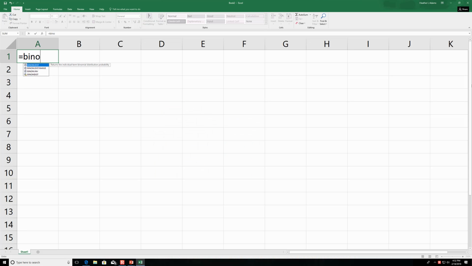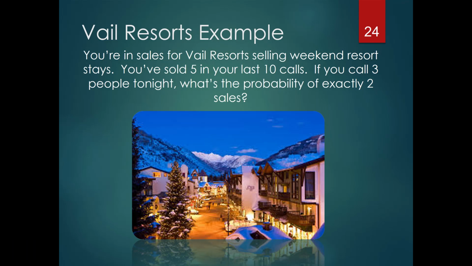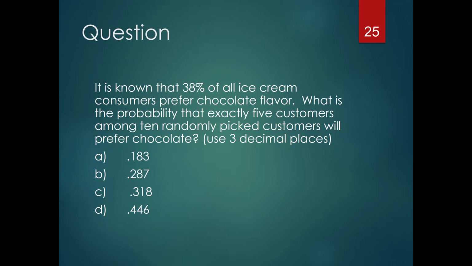So equals binomial distribution, binom dist. Number of successes that I'm interested in is 2. The number of trials is only 3 this time, just 3 calls. And the probability of a successful call is 0.5. I could also have put just 5 divided by 10. So if you get bigger numbers that are a little harder to work on, then you can just do that. And then for the cumulative, I'm going to say false because I just want the exact probability for exactly 2 successes. So 37.5% is that likelihood of exactly 2 sales.